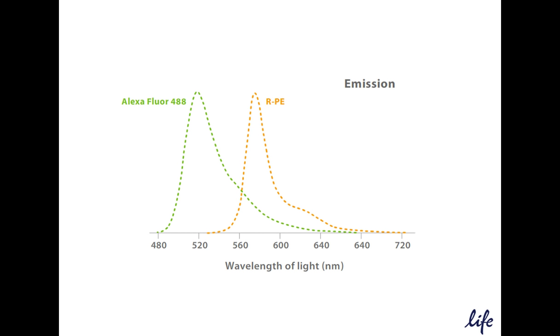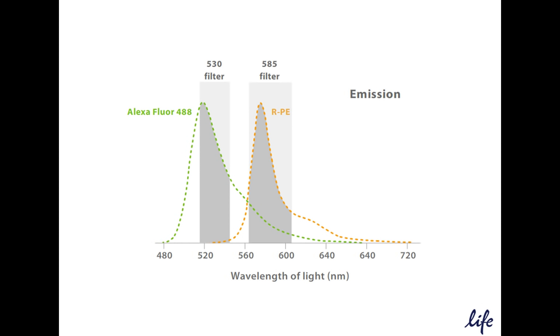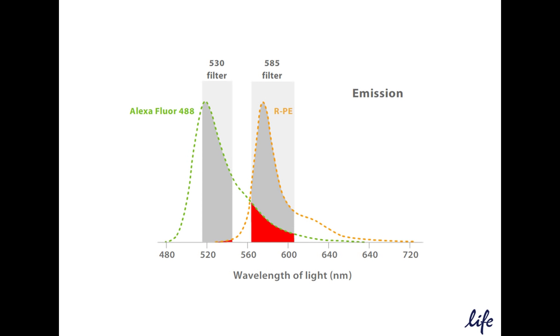To accurately record the fluorescent signal for a given fluorophore, we need to correct the emission signal, and this correction is called compensation. The flow cytometer records fluorescence using an emission filter chosen to collect the maximum amount of light from the fluorophore of interest and to exclude as much light as possible from the other fluorophores. Here we see Alexa Fluor 488 fluorescence collected with a 530 nanometer bandpass filter and RPE fluorescence collected with a 585 nanometer bandpass filter. While each of these filters effectively captures the emission peak of the target fluorophore, each bandpass also collects a bit of light from the other fluorophore due to spectral overlap in the emission profiles. This overlap is shown here in red.